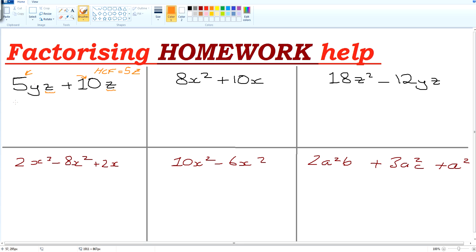So 5yz becomes 5 times y times z, plus, now 10 can be split up into 5 times 2 times z. So remember I said inside the 10 is a 5. Now let's find our common factors. So our common factor is here. We have a 5 on this side and a 5 on this side. We have a z on this part and we have a z on that part. We've got to pull those two factors out. So we now have outside 5z.